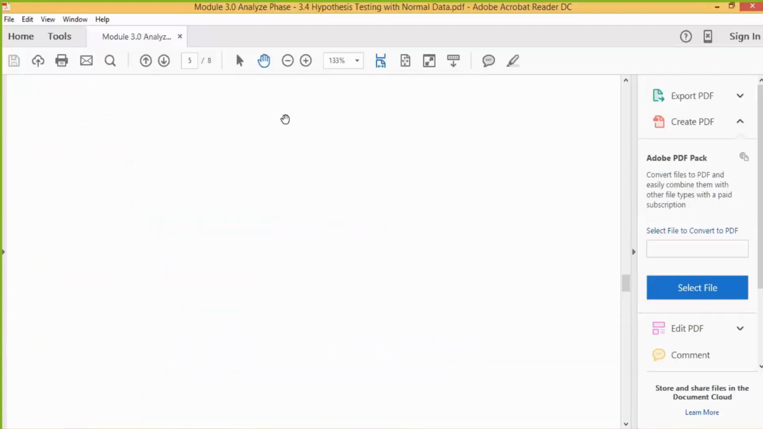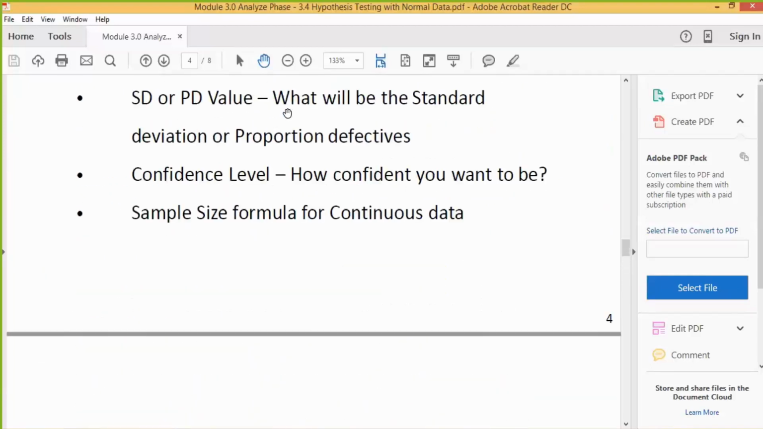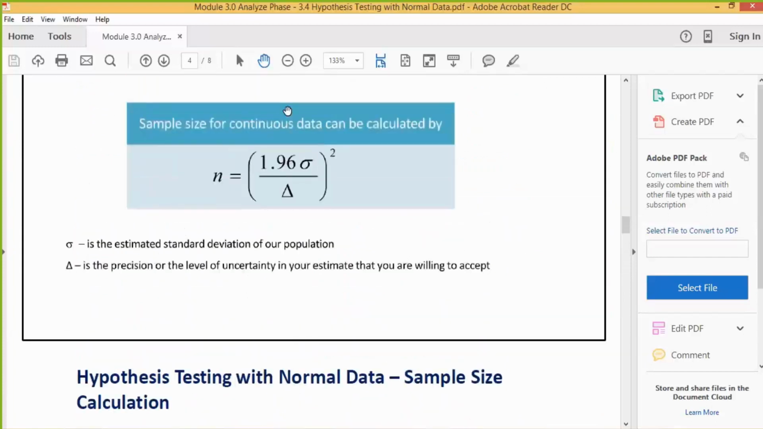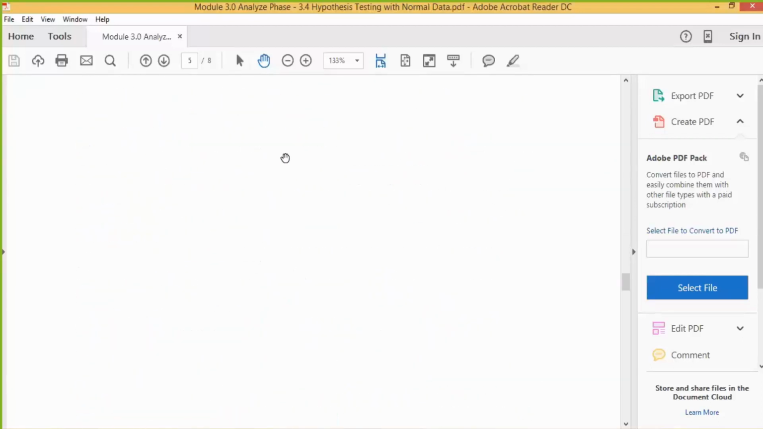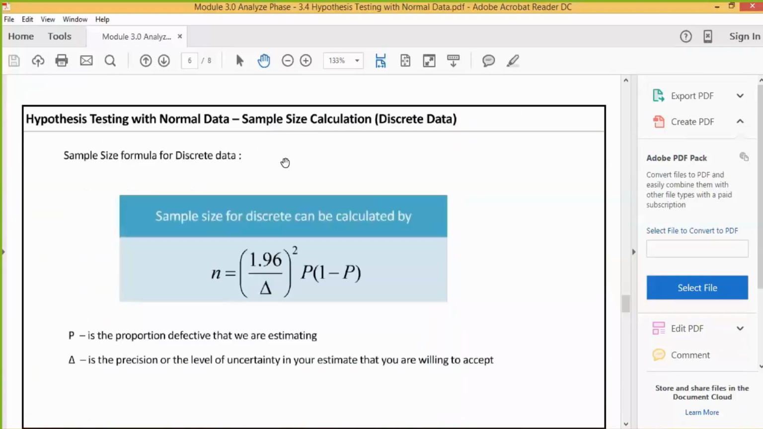The other formula which is given above is for continuous data, that is data which can be measured on a measurement scale. And for discrete data, this is the formula. These two formulas are important and the formula of standard deviation. For a green belt, these three formulas are more than enough. This may be asked in the exam.